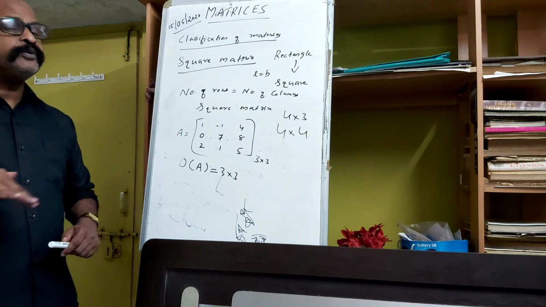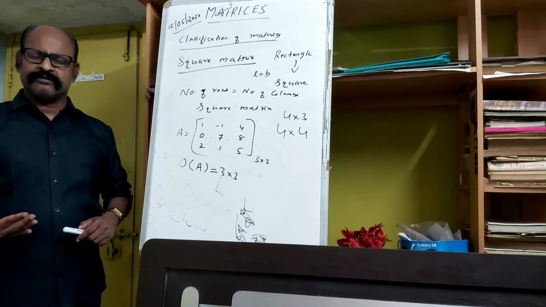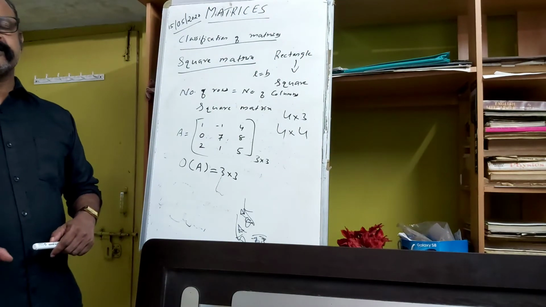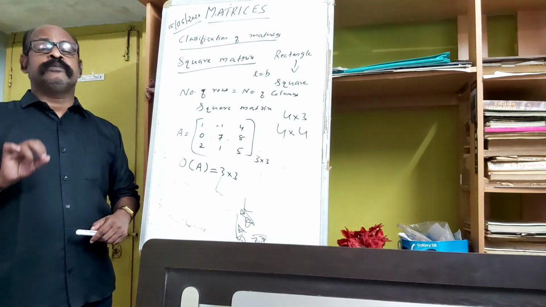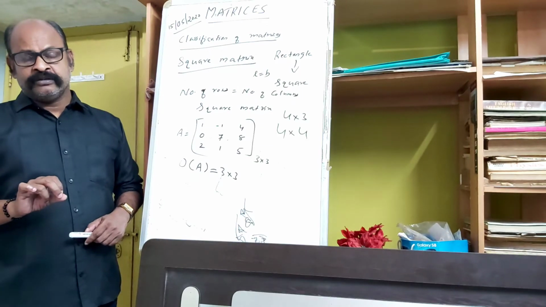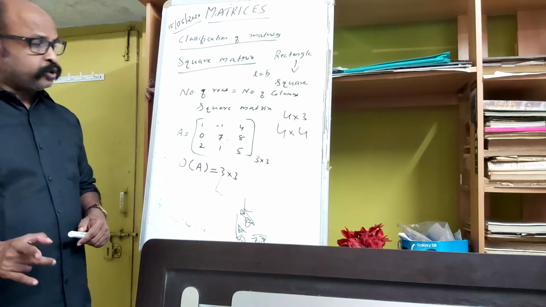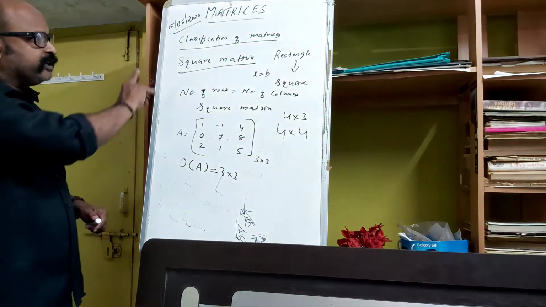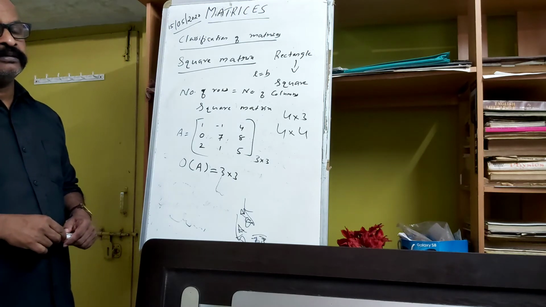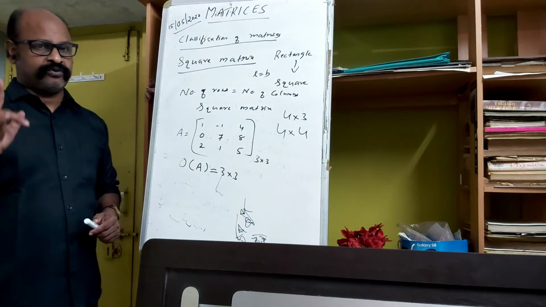But when we come to a square, we are saying a square of length 4. Then there is no question, there is no doubt. To every listener, it is clear that the breadth is also going to be 4, because in a square, length and breadth are equal. So in the same manner, when we come to a square matrix, what and what are equal? Number of rows and number of columns.